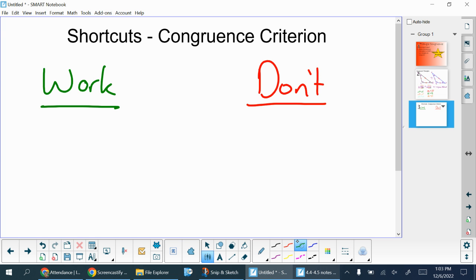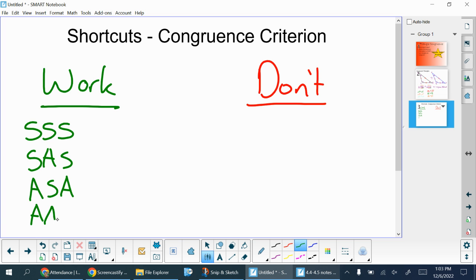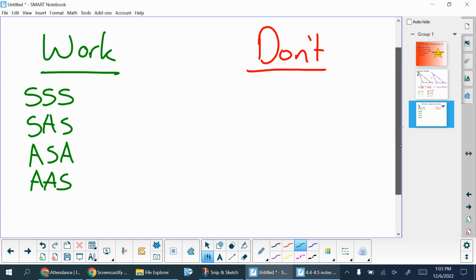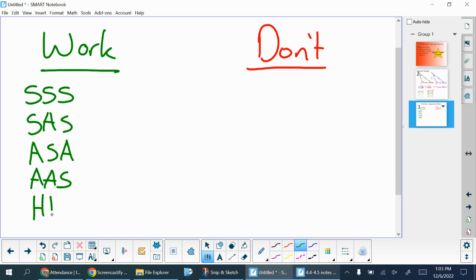The ones that work, we call these the SSS congruence shortcut or congruence criterion, the SAS shortcut, the ASA, the AAS, and the hypotenuse-leg. So S's stand for sides, A's stand for angles, H is hypotenuse, L is leg. Then the ones that don't work are the SSA and the AAA.